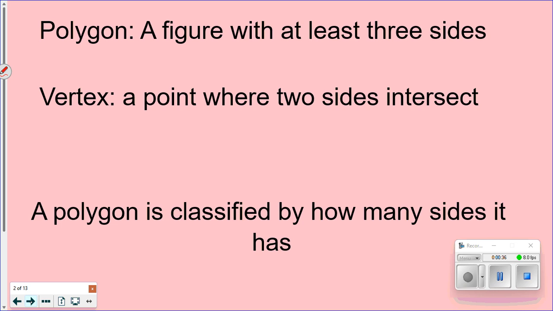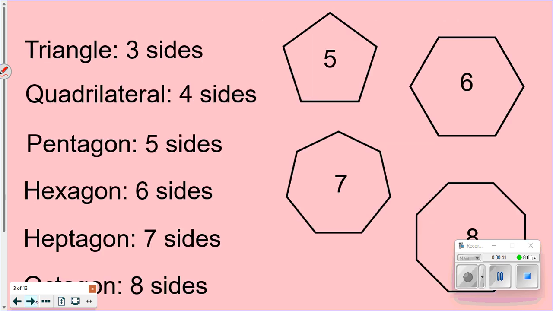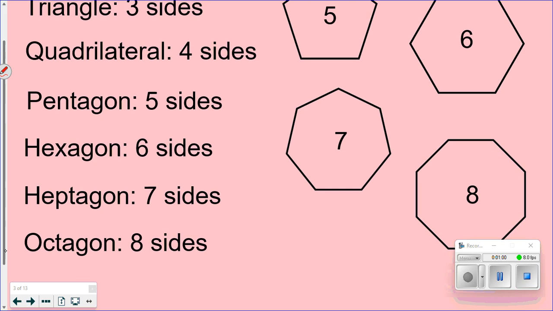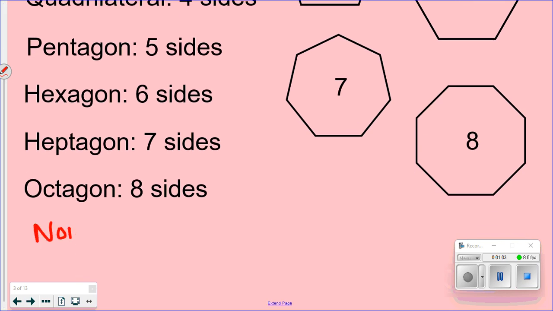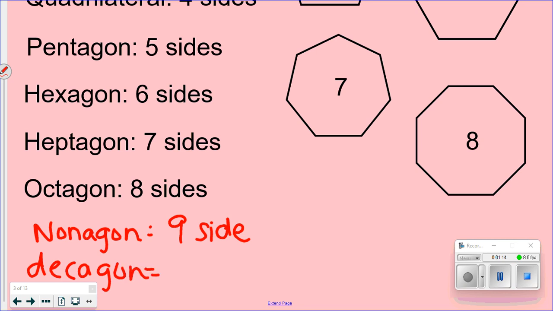Now you've heard of some of these polygons before. A 3-sided figure is a triangle. A 4-sided figure is called a quadrilateral. A pentagon has 5 sides. A hexagon has 6 sides. A heptagon has 7. An octagon has 8. I don't know if I have it on here, but a nonagon has 9 sides, and a decagon is 10 sides.